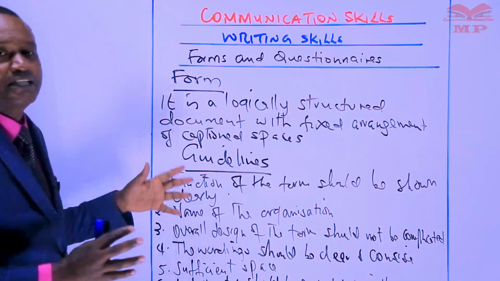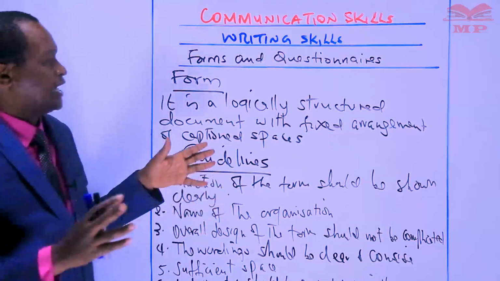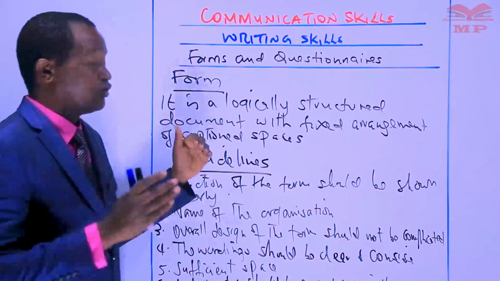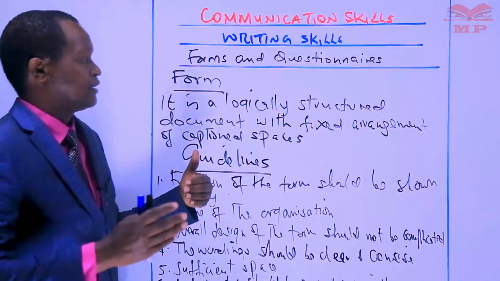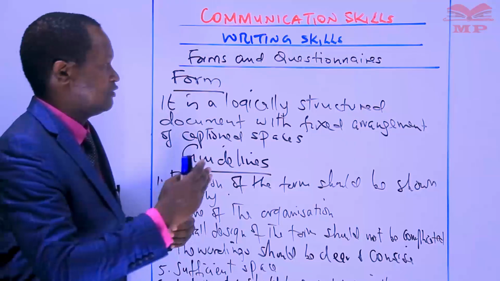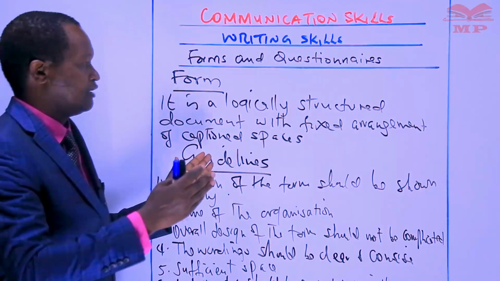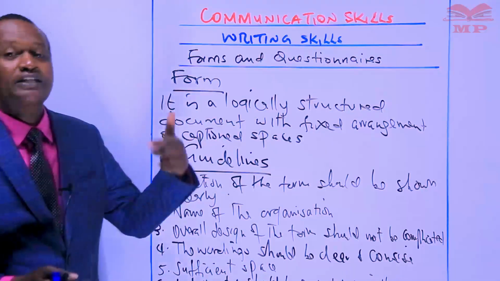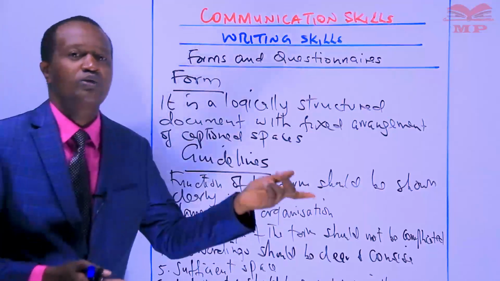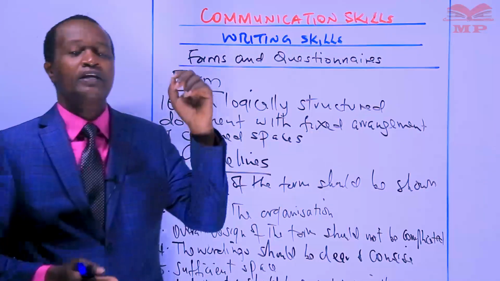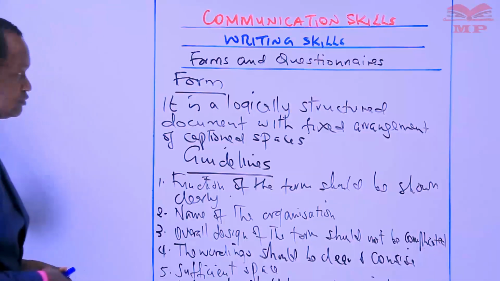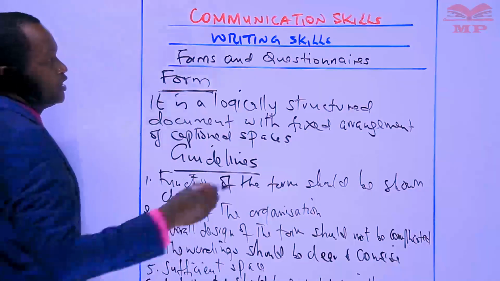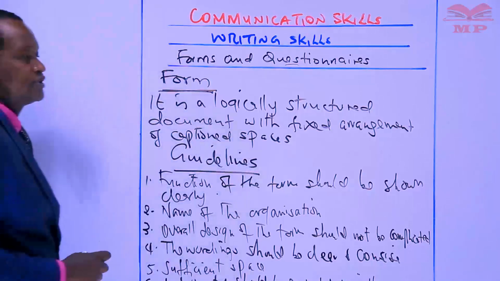So these are some of the guidelines that ought to be followed when designing a form, which you've said is a business form. It is a logically structured document, structured sequentially with the fixed arrangement of captioned spaces that are meant to enter information, to extract information, and also to communicate the required information. These are forms. Then we have questionnaires.